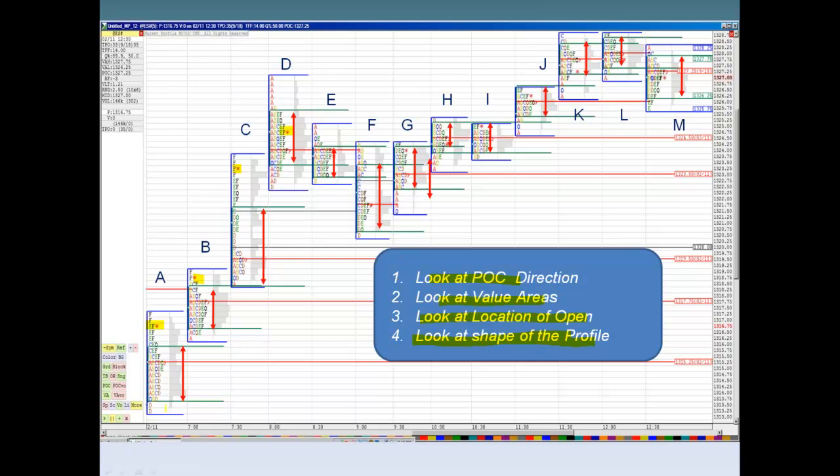Each profile tells us something about the period. Once again, a skinny, narrow profile is indicative of a directional market. When we start to get a chubby, short distribution, then the market really is consolidating in this area and we're getting distribution. Once again, we have strong directional market, that long, narrow profile, very directional.